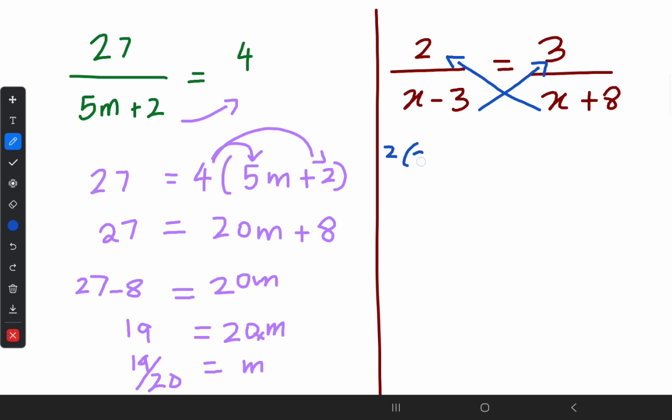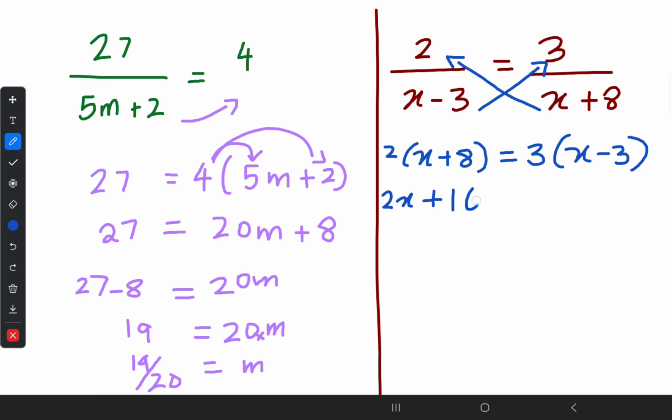So 2 should be multiplied with x plus 8. While you are bringing this expression, you have to indicate it inside brackets. That equals 3 times x minus 3. Then expand the brackets: 2 times x is 2x, plus 16, equals 3x minus 9.